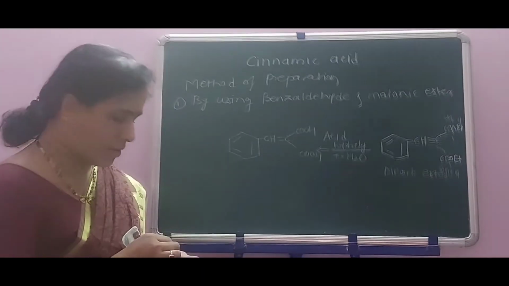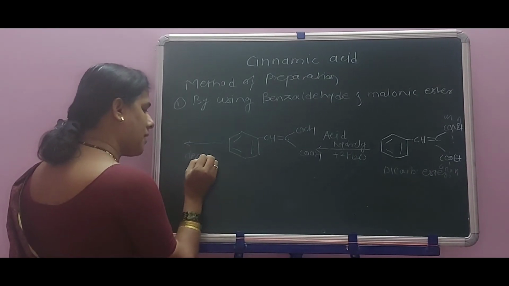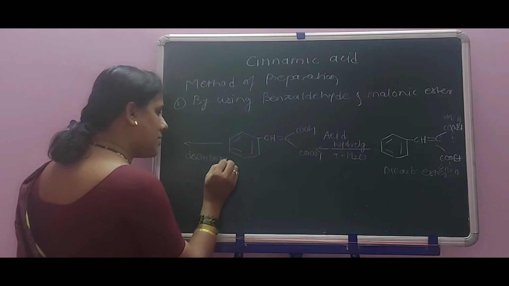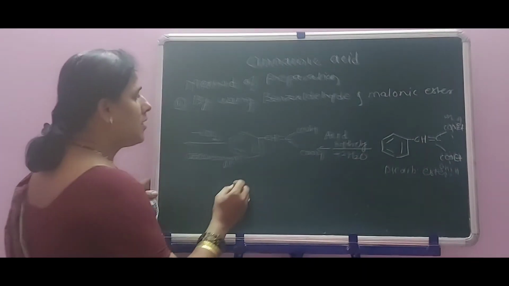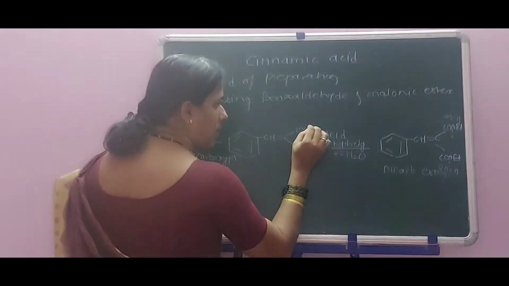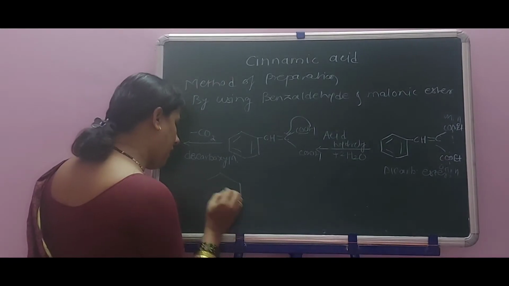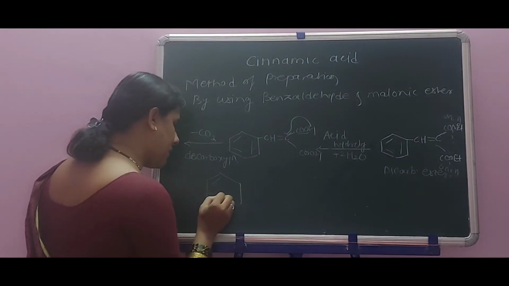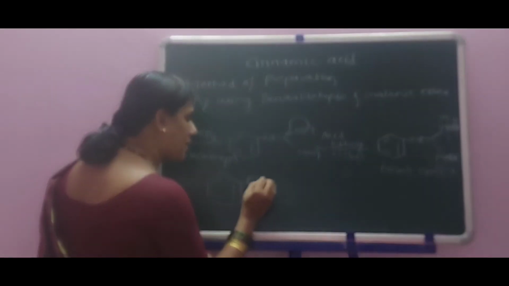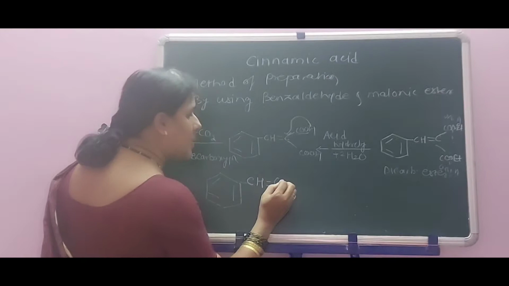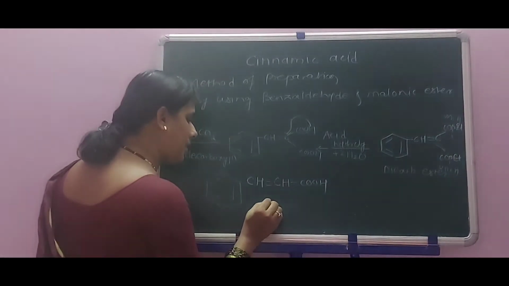Now the next step is decarboxylation, that is minus CO2. CO2 means one of these carboxyl groups is lost. This H goes on here and thus we get our required acid, known as cinnamic acid, CH double bond CH COOH, the formation of cinnamic acid.